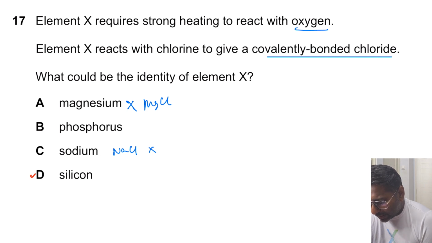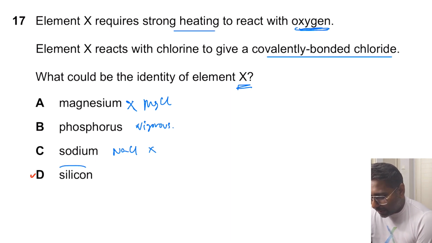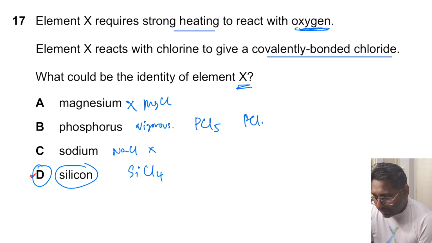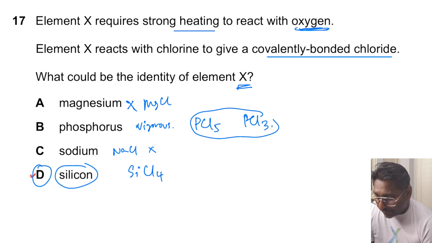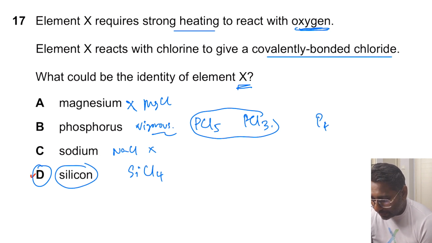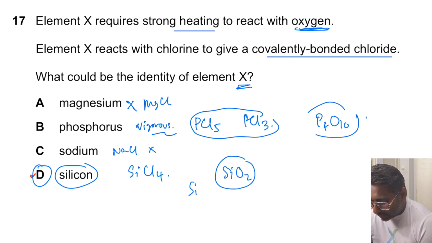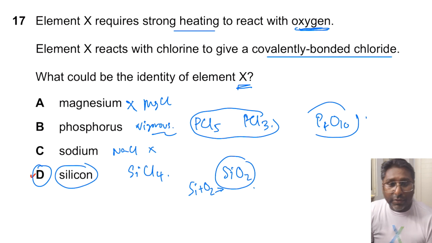So if you look over there, phosphorus, when you react with oxygen, they are readily reacting, quite a vigorous reaction. So they say strong heating, so X most likely will be silicon, yeah. And then silicon reacts with chlorine to give you SiCl4. This one PCl5, yeah, also can. PCl3 also can. Okay, but they do not require strong heating because it's actually a vigorous reaction to give you P4O10. Okay, so this silicon, when they want to change into SiO2, you need to react with oxygen and you require to heat them, strong heating, to give you this SiO2. So the answer is going to be D.